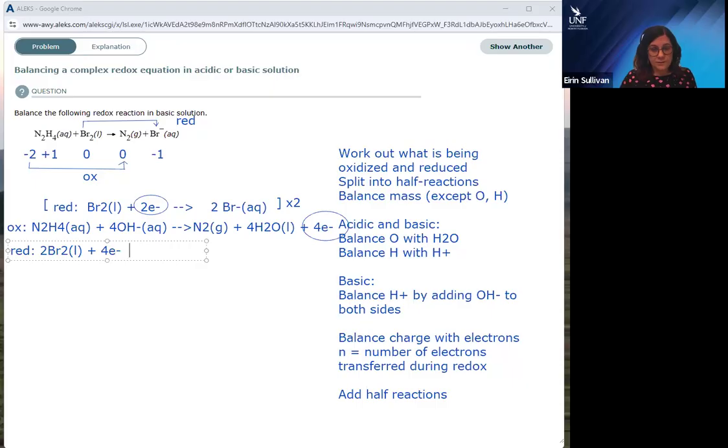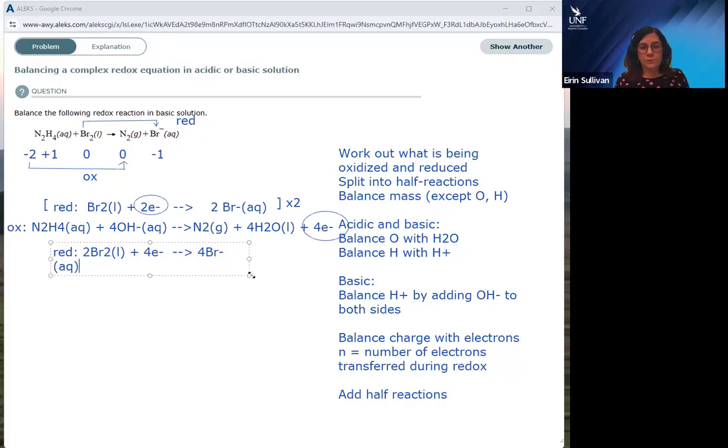So now we can see that the electrons are going to cancel out. I'm going to move this so we're kind of in the same zone here. That will give me 4Br- (aq). So make sure we do multiply both sides.